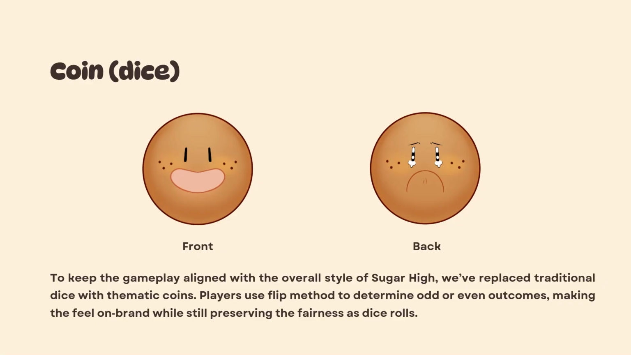From dice, we make it a coin. So the front face is a small face, and the back face is a doll face. So the player can just decide themselves whether they want front to be odd or back to be even. So you can use the coin flip method to decide the player's outcome, right?